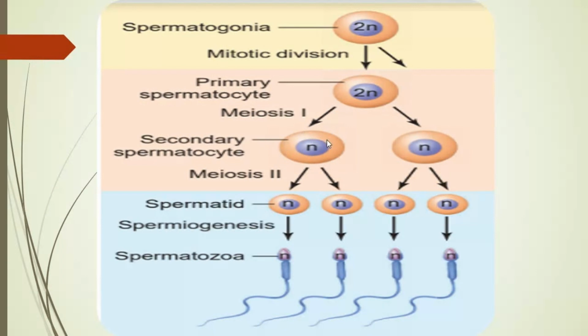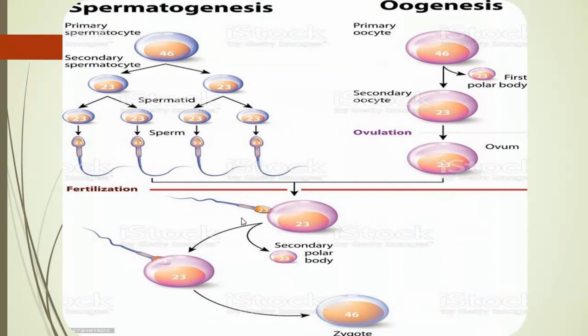Each of the 2 secondary spermatocytes that are produced will enter meiosis 2 and will produce 2 spermatids each. So 4 spermatids are produced from 1 spermatogonia. These spermatids will undergo a maturation process known as spermiogenesis and will mature into spermatozoa. That is how spermatogenesis happens. Okay, so this is just an illustration of how spermatogenesis happens and how oogenesis happens.